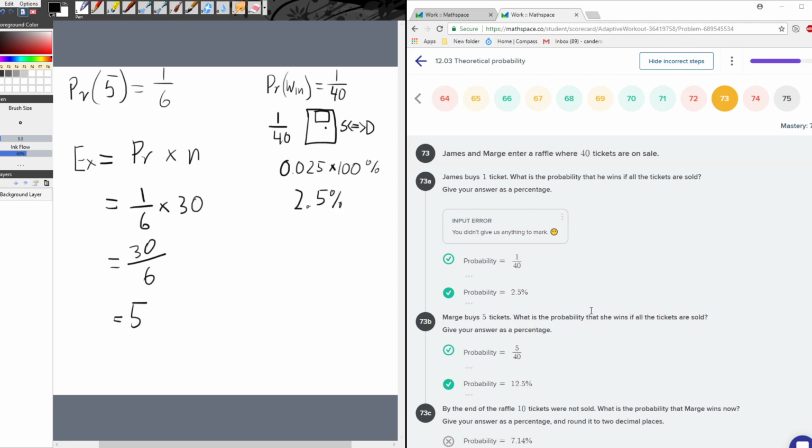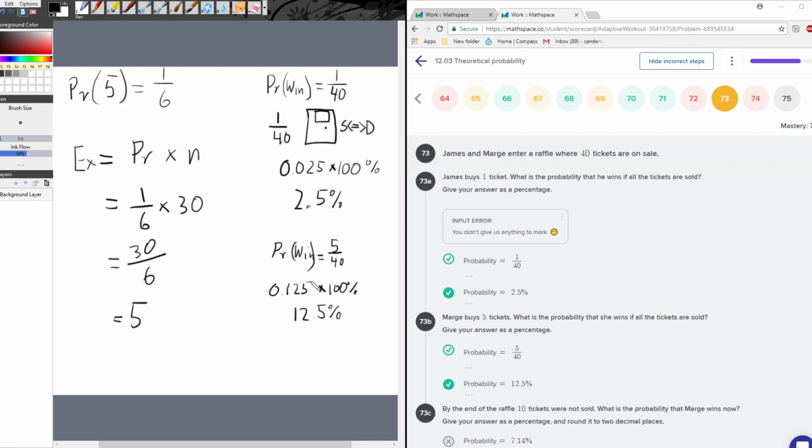Marge has 5 tickets, so what's the probability that she wins? Well, the probability that she will win will be 5 out of 40, because she has 5 tickets, and there's 40 tickets in total. Again, to put it into a percentage, you just put this number into your calculator, you hit S to D, and you will get 0.125. Now all we do is we times it by 100, and we will get 12.5, and then you just put the percent sign in.